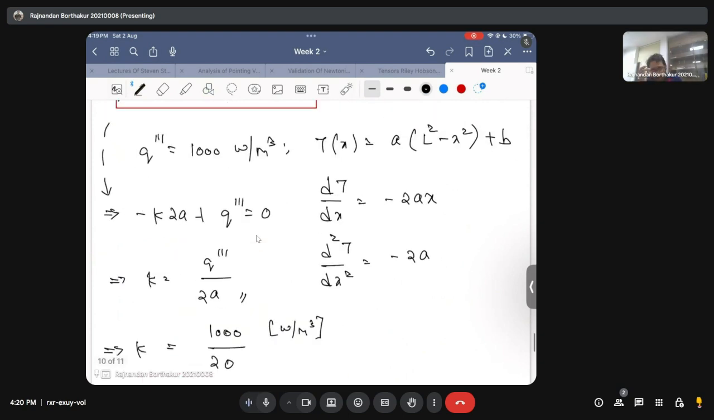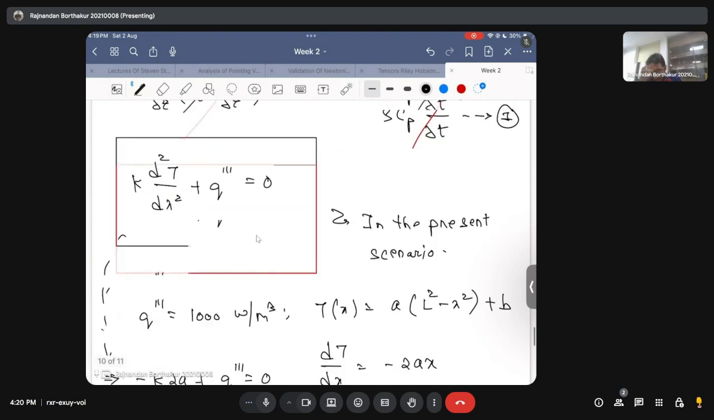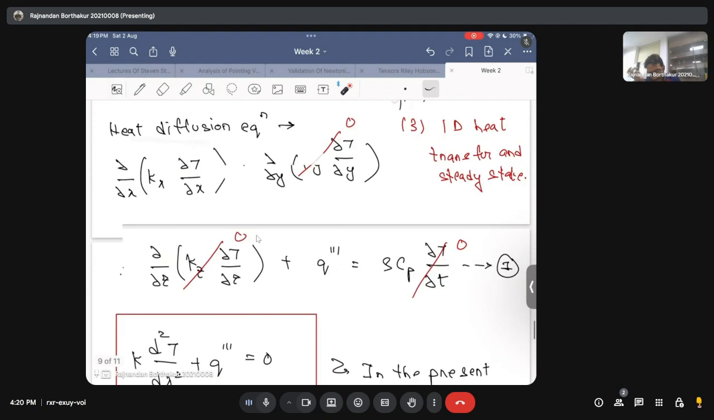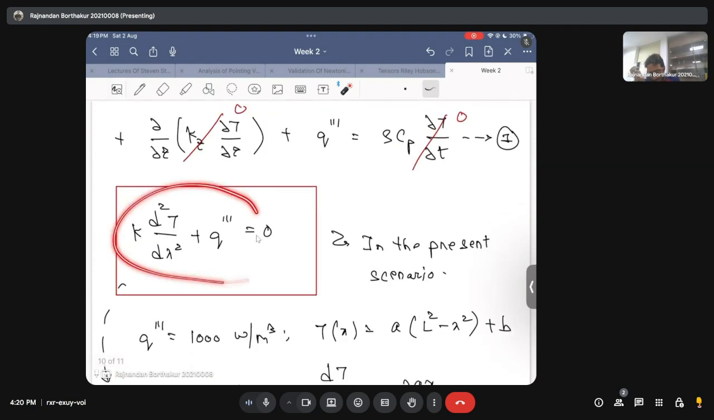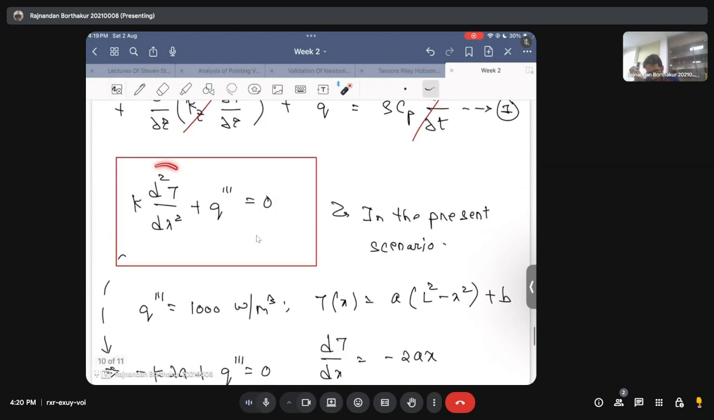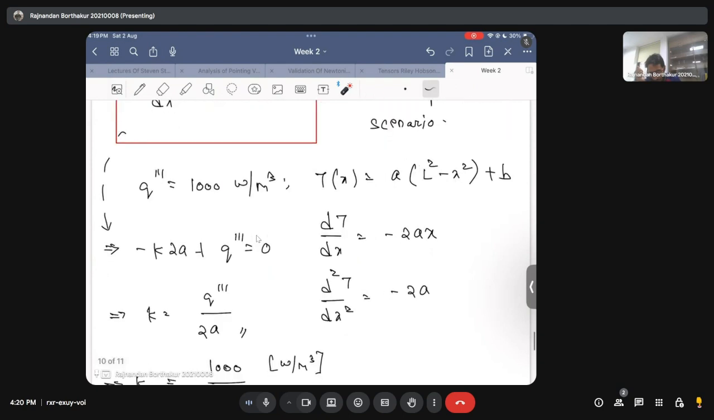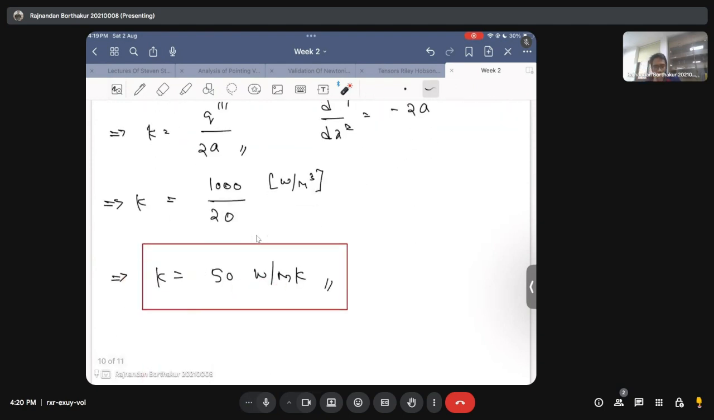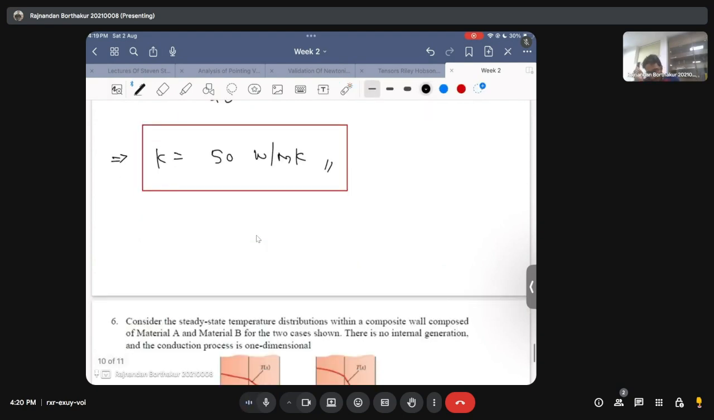Okay. So I hope you have understood this. So what did we do? We just applied the heat diffusion equation, invoked all the assumptions that we considered. The heat diffusion equation typically looks something like this. The temperature profile was known, and from that we evaluated d2T/dx2. The heat generation was also known, and from there we evaluated the thermal conductivity k, which just came out to be 50 watt per meter Kelvin. Okay, so that's it. So let's now do the second part.